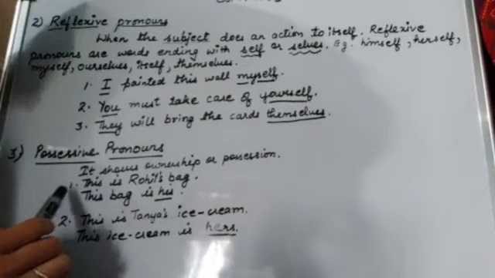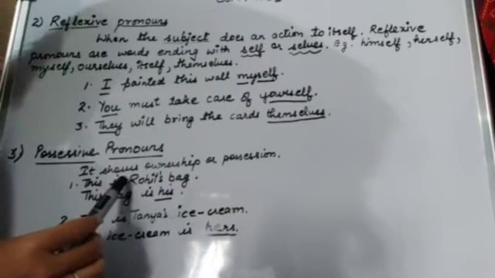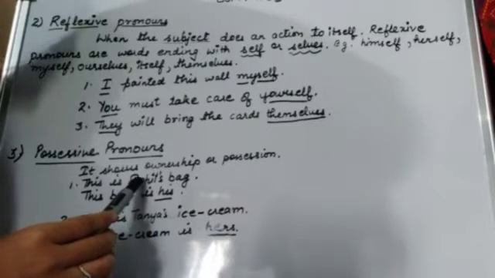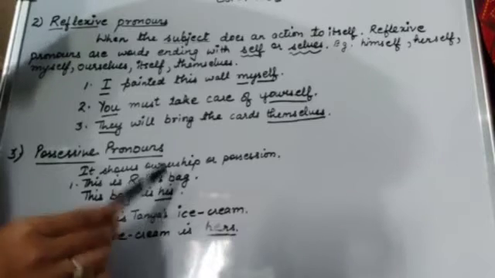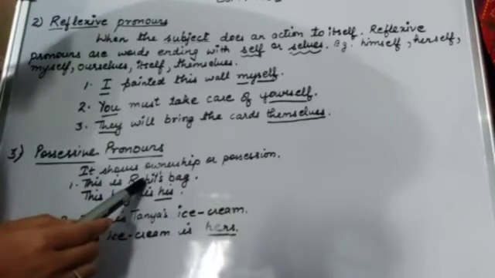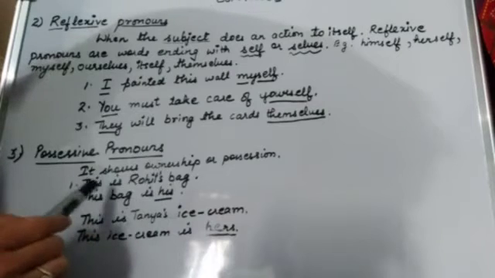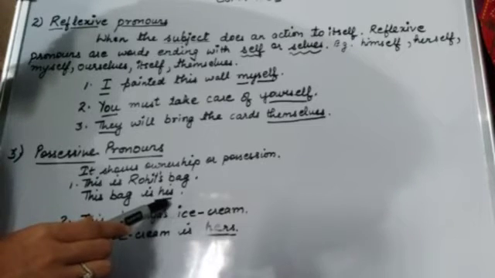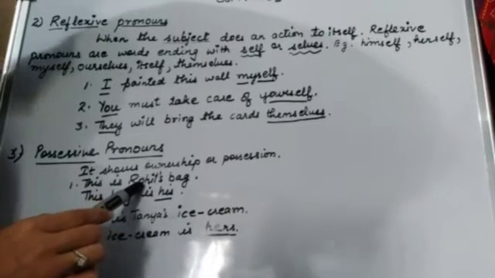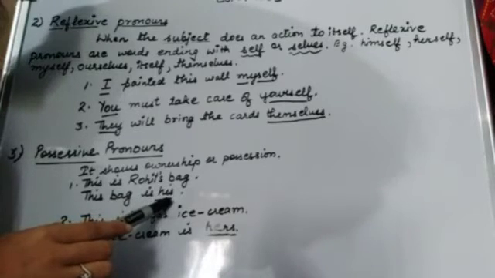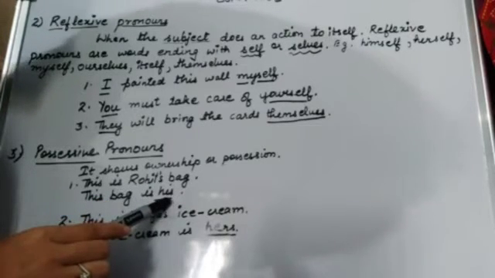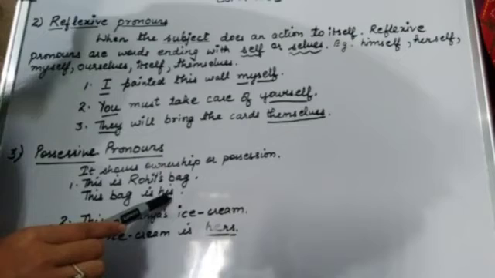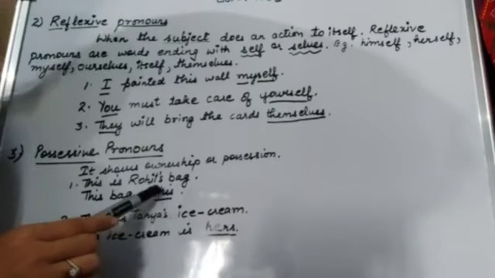Okay class. Now let's go to the first example. This is Rohit's bag. Now Rohit is a boy, so for a boy what we will use? We will use his. So who is the owner of this bag? Rohit. Now in the next sentence I have written this bag is his. Now his means he. His is who? His is Rohit. This bag belongs to Rohit. Now instead of Rohit I have written the pronoun his. So his shows that this bag belongs to Rohit. His shows possession of a thing.